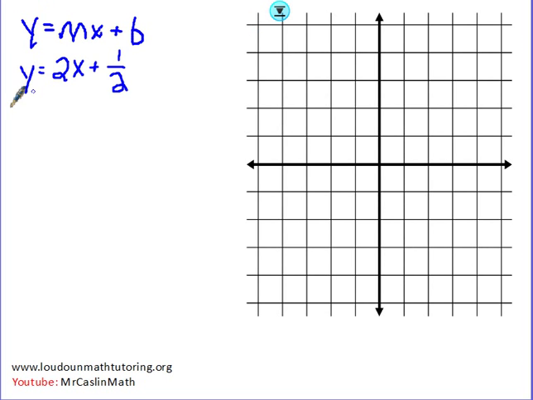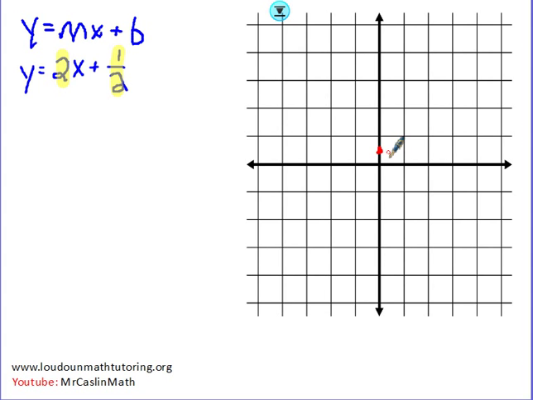Anyway, for this problem, our slope is 2, and our y-intercept is 1/2. So these aren't hard, they're just a little bit tricky. So I'll show you an example. If our y-intercept is 1/2, that means we're putting our y-intercept halfway between 0 and 1. Remember, the y-intercept goes along the y-axis, so halfway between is right here.